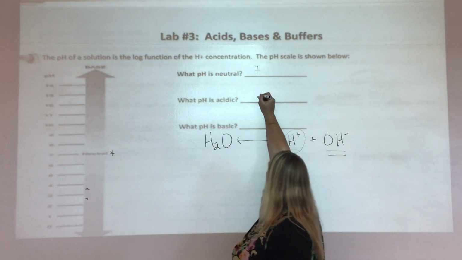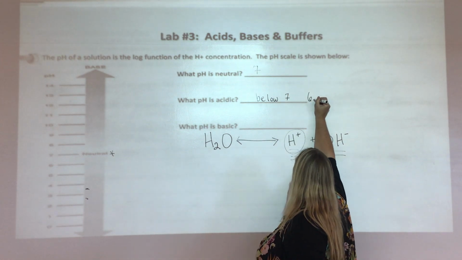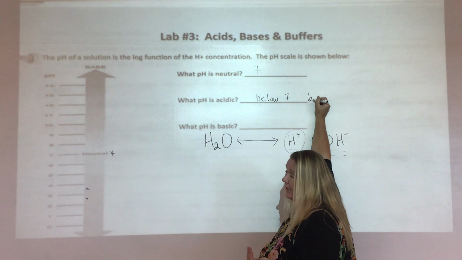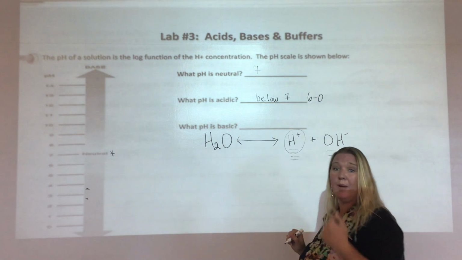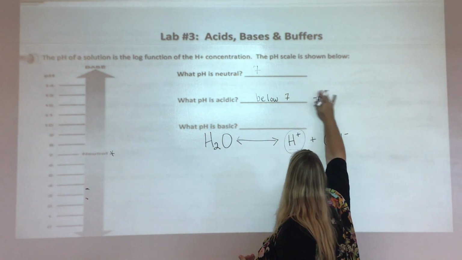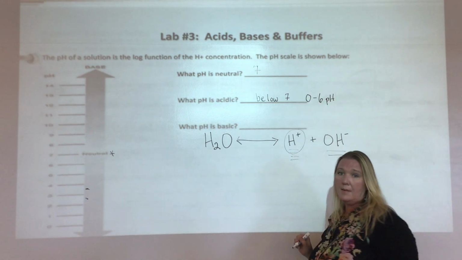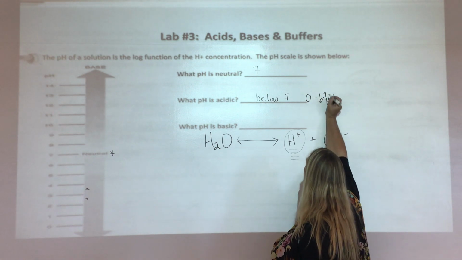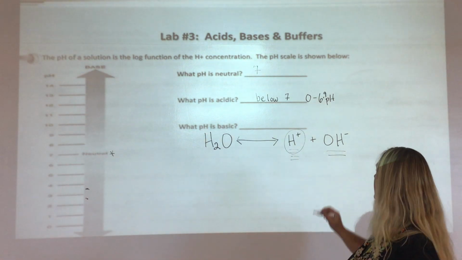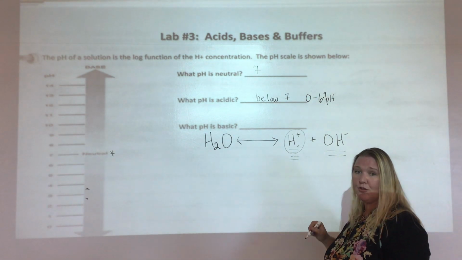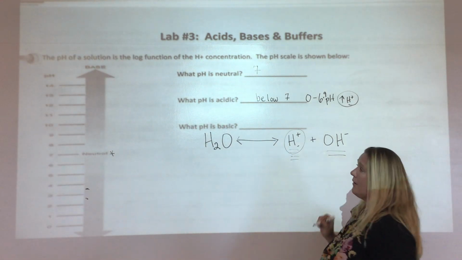What pH is acidic? I'm going to put below 7. So 6.9 would actually be considered acidic, but I'm going to keep it generic and go 0 to 6 pH, and 6.9 would be a little more specific. Anything below 7 is going to be acidic. That means it's going to have a higher amount of hydrogen ions.